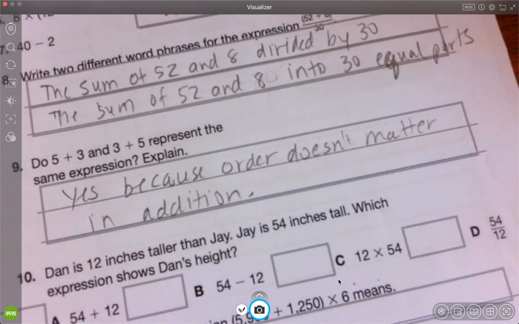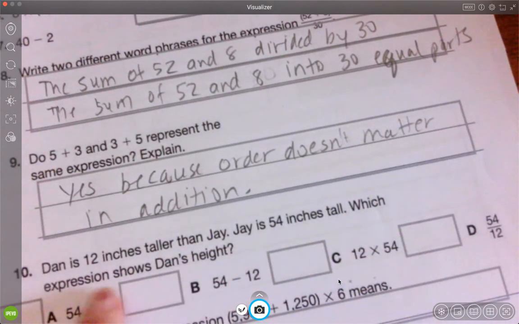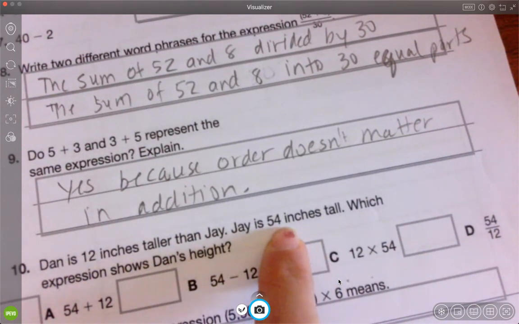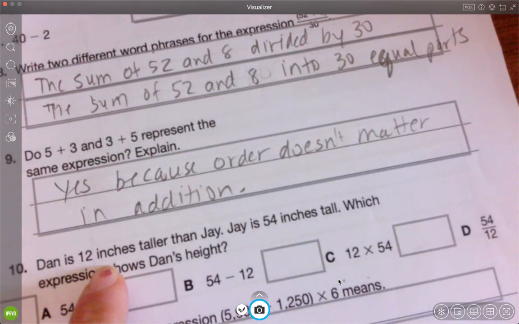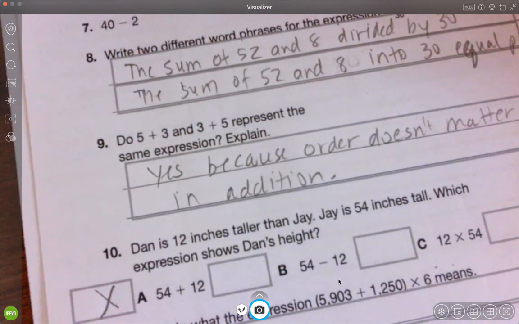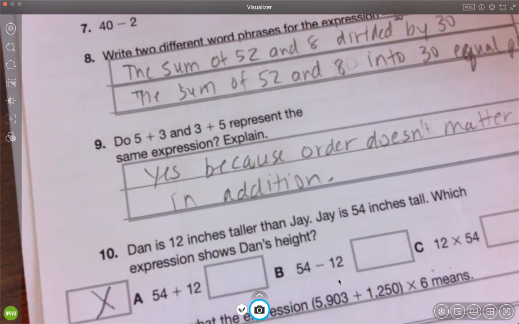Okay, Dan is 12 inches taller than Jay. Jay is 54 inches tall. Which expression shows Dan's height? So again, Jay is 54 and Dan is 12 inches taller than Jay. So we're going to be adding, right? Because he's taller than Jay. So 54 plus 12. And so the answer, I'd put my X in that box, 54 plus 12, and then explain what the expression, what does this mean?